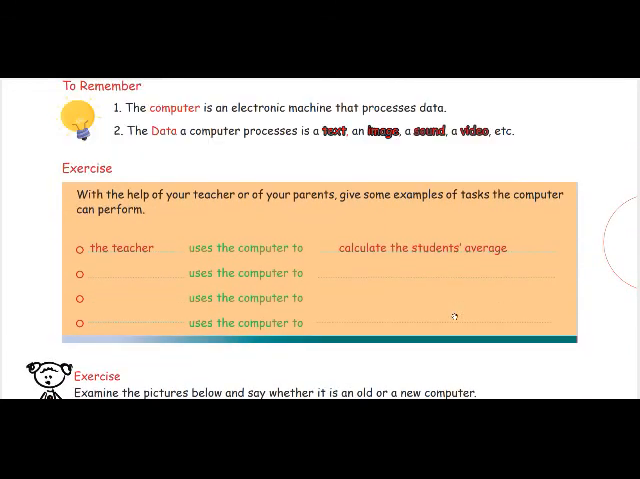And by ending this lesson, you will practice with them an exercise which helps them to give some examples of tasks the computer can perform, like the teacher uses a computer to calculate the students' average. Let's say at a restaurant, the computer is used to calculate the bill, and so on. So they have to give you an example, and those interactive PDF sheets will be available in order to send them to students to fill them and to send them back to you.